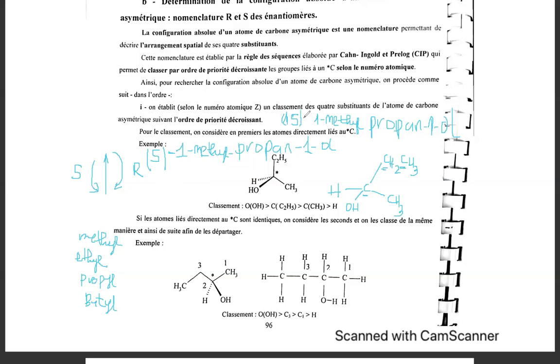But in a case where you have a substituent that is asymmetric at position number 2, you are supposed to put the position that is number 2. So is it clear with the nomenclature here? It's going to be called (S)-2-methylpropanol. Is it clear?